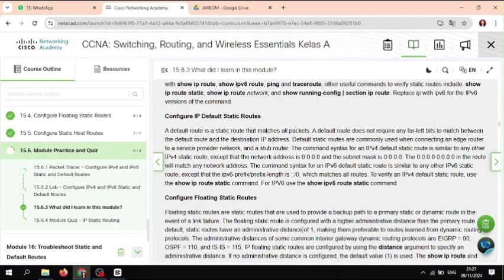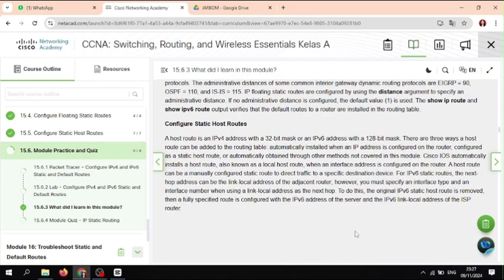Kemudian configure IP default static route. Jadi untuk mengonfigurasikan rute statis default IP, default route ini merupakan static routes yang cocok dengan semua paket. Rute default tidak menentukan bit paling kiri untuk mencocokkan antara rute default dan alamat IP tujuan. Static route default biasanya digunakan saat menghubungkan router edge ke jaringan penyedia layanan dan router stub. Sintaks untuk static route default IPv4 mirip dengan static route IPv4 lainnya.